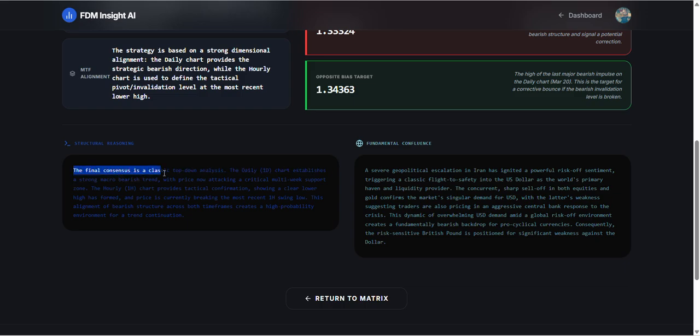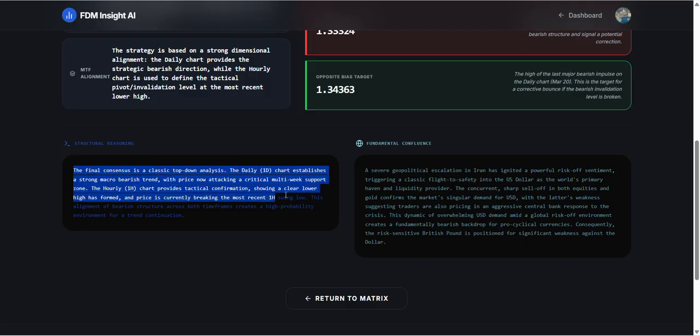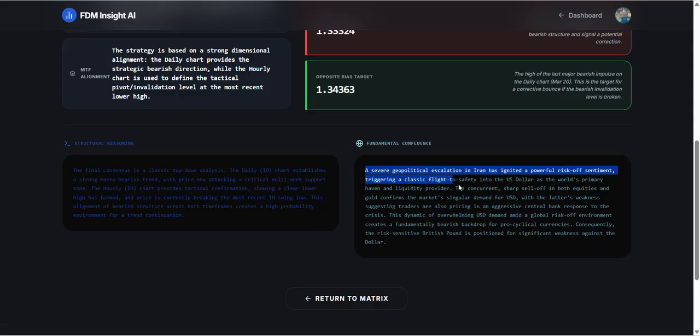Final consensus is a classic top-down analysis. The daily chart establishes a strong bearish trend, with price now attacking a critical multi-week support zone. The H1 chart provides tactical confirmation, showing a clear lower high has formed. The price is currently breaking the most recent 1H swing low. This alignment of bearish structure across both time frames creates a high probability environment for trend continuation. The severe geopolitical acceleration in Iran has ignited risk-off sentiment in both equities and other risk-sensitive currencies. Consequently, the British pound is positioned for significant weakness against the dollar.